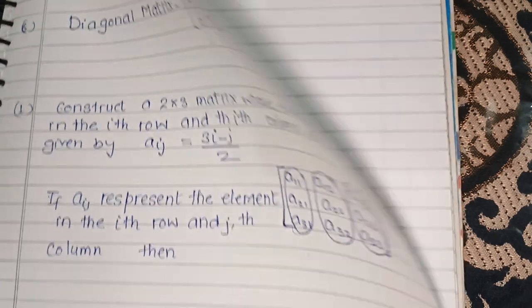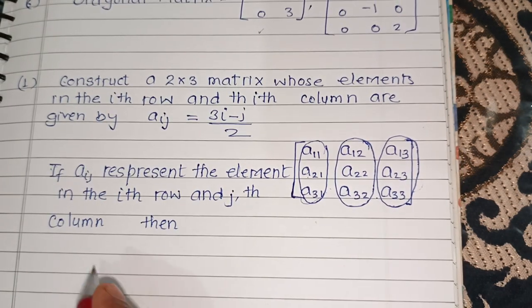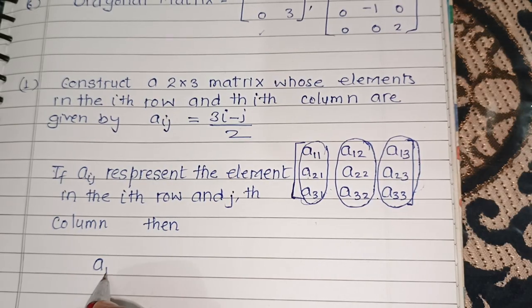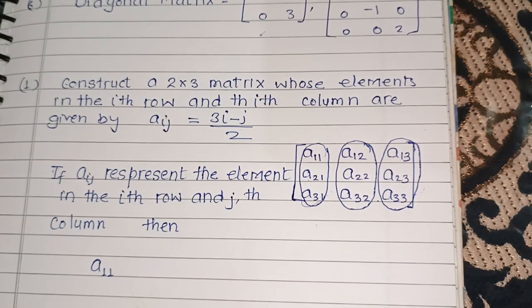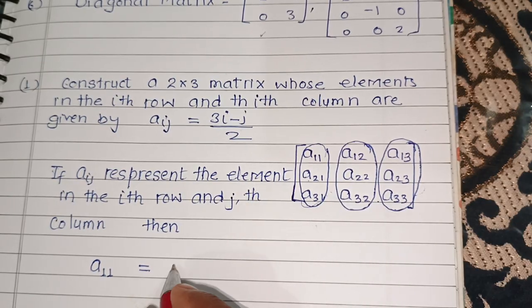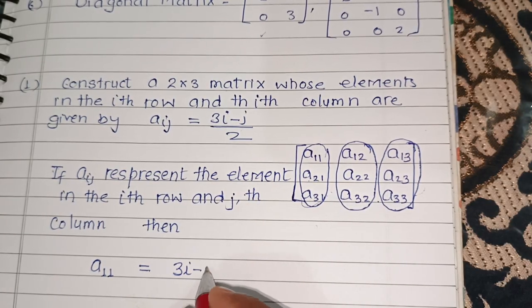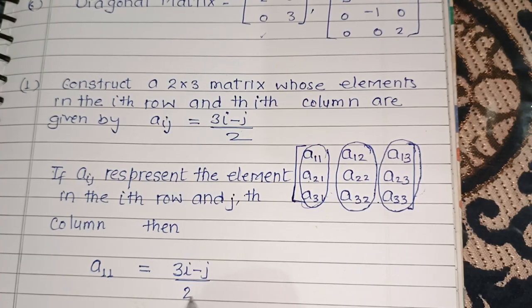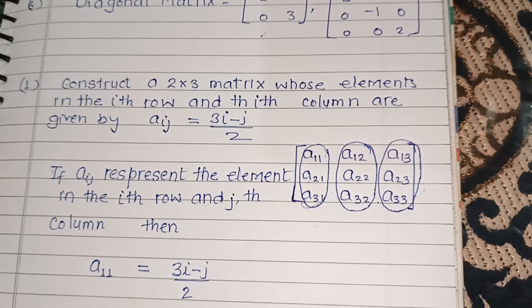Then what? We will find a11. Okay, so the standard form is (3i minus j) upon 2.